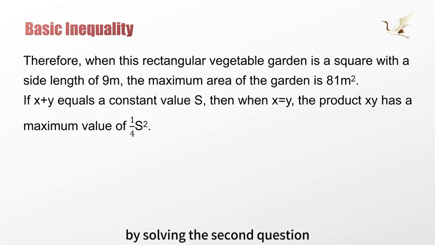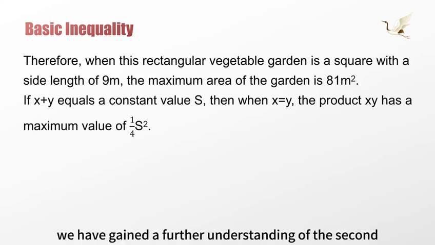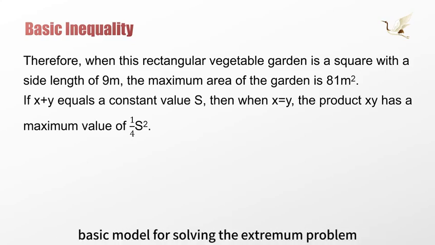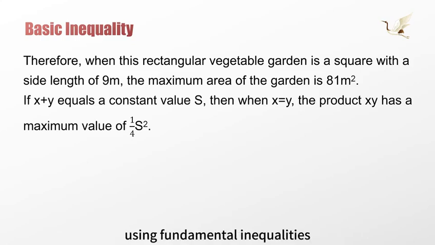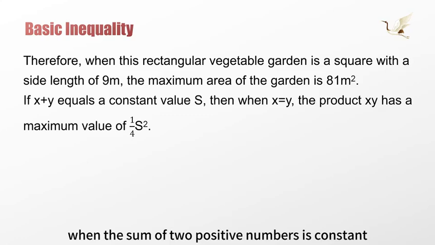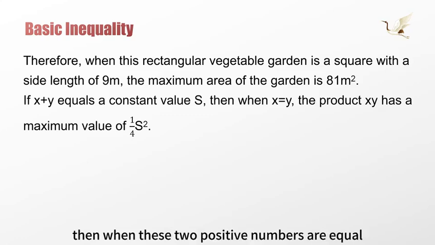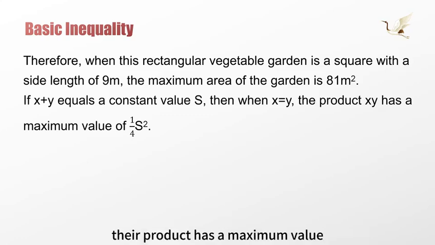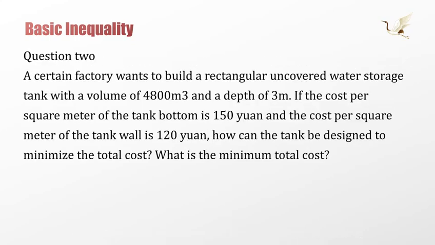By solving the second question, we have gained a further understanding of the second basic model for solving extremum problems using basic inequalities. That is, when the sum of two positive numbers is constant, then when these two positive numbers are equal, their product has a maximum value. Let's further investigate question 2.